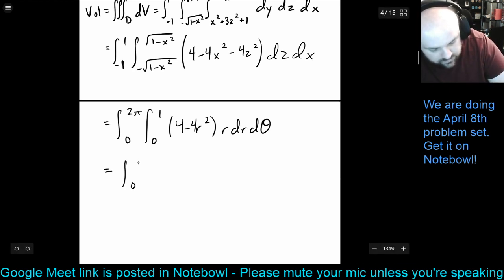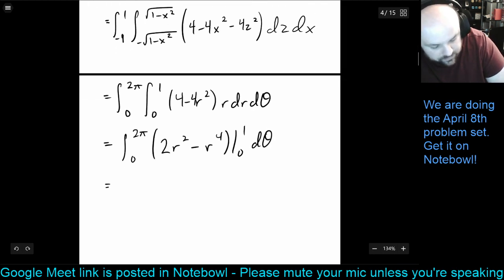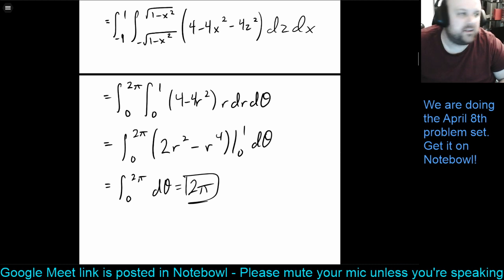So let's see, 0 to 2 pi. This is going to be 2r squared minus r to the 4th from 0 to 1, d theta. That's 0 to 2 pi. This is 1. That's d theta. So there's 2 pi. All right, so the volume of that shape that we graphed there is 2 pi. Any questions about that one?